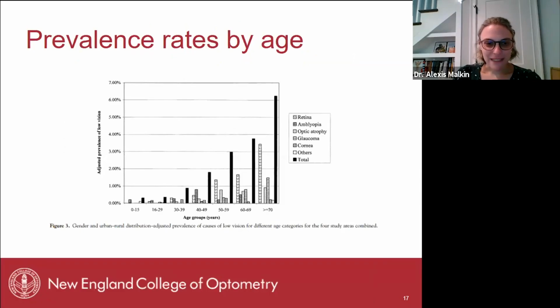And just re-emphasizing prevalence rates by age, huge shift as we get to over the age of 70. We hear a lot of people thinking, well, it's just because I'm getting older, but that's not necessarily true. It's still only between 7 and 10% of people over the age of 70. So it's not a normal part of aging to start to lose vision. It's just a more common part of aging.